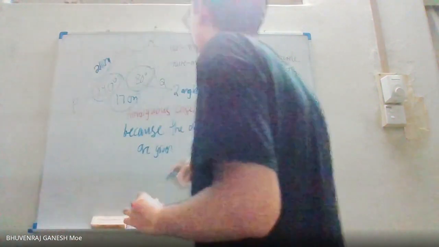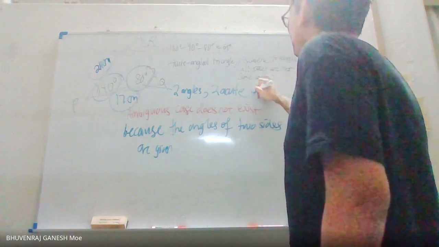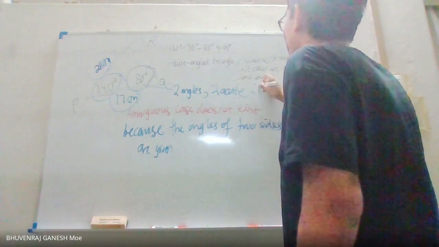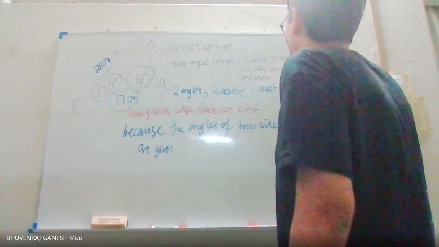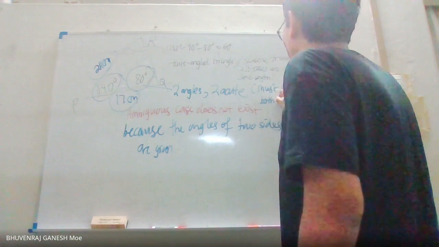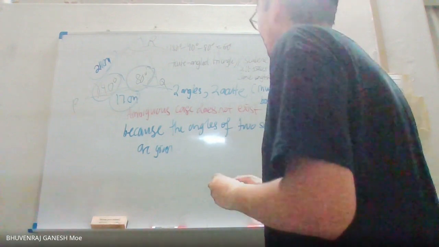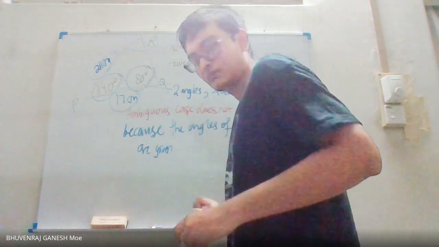First condition, if it doesn't satisfy, automatically you can reject already. So it must satisfy both conditions. Then only you can say the ambiguous case will exist. This is the key. So these are the two examples of the ambiguous case.